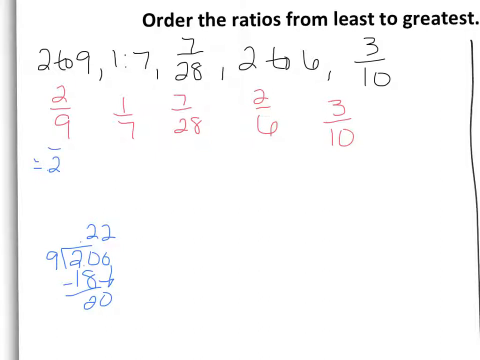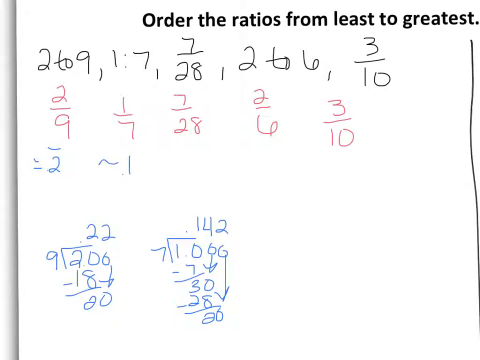Okay, let's do the same thing with 1 to 7. We're going to take 1 divided by 7. 7 will go into 10 one time with 3 left over. Okay, well, 7 will go into 34 times, with 2 left over. 7 will go into 22 times, and I'm going to go ahead and stop right there, and I'm just going to say it's pretty close to 0.14. It's obviously not exact, but we're just looking for a close estimate, that way I can just order them.